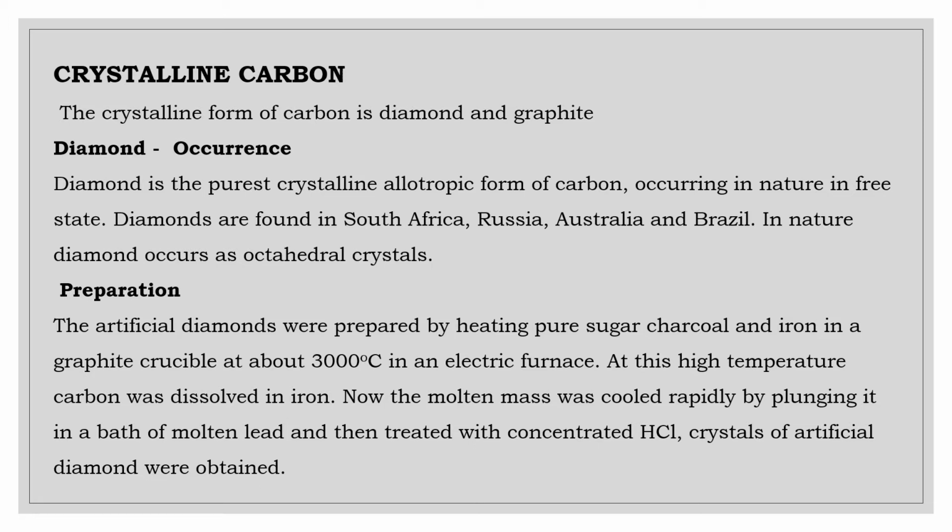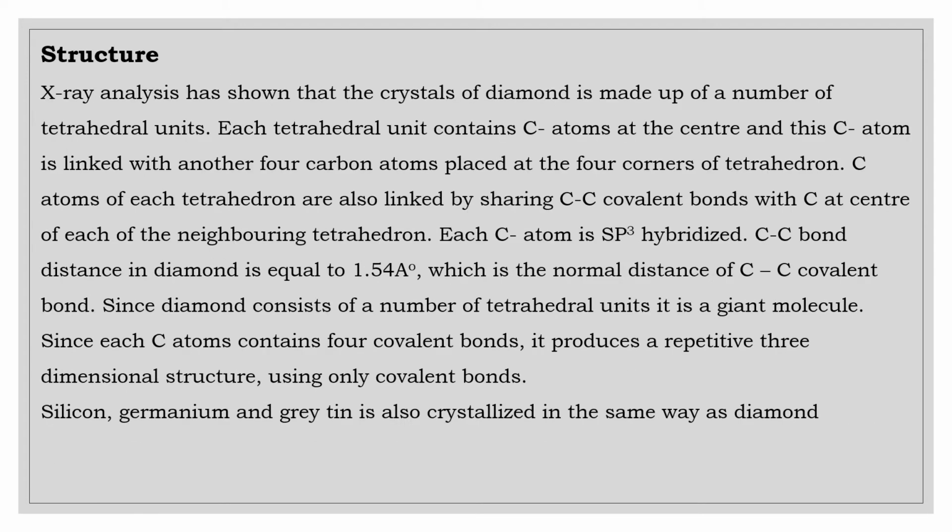Now let us see how artificial diamonds are manufactured. Artificial diamonds are prepared by heating pure sugar charcoal and iron in a graphite crucible, maintained at a temperature of 3000 degrees centigrade in an electric furnace. At this high temperature, carbon dissolves in iron. The molten mass is cooled rapidly by plunging it in a bath of molten lead and then treated with concentrated HCl. As a result, we get the formation of artificial diamonds.